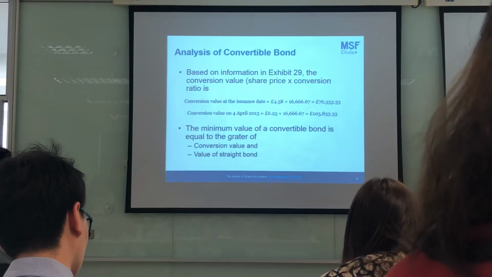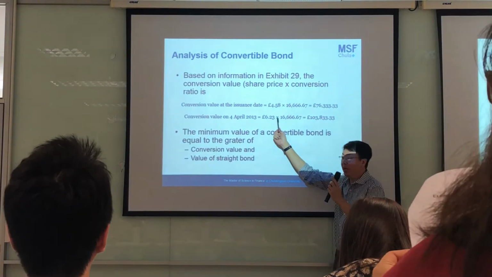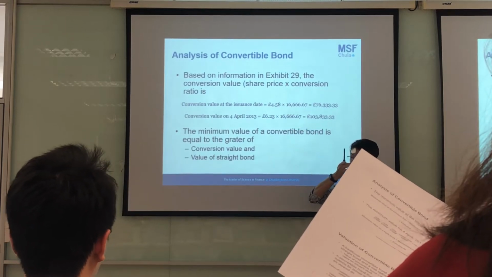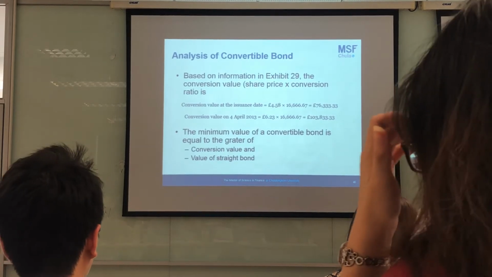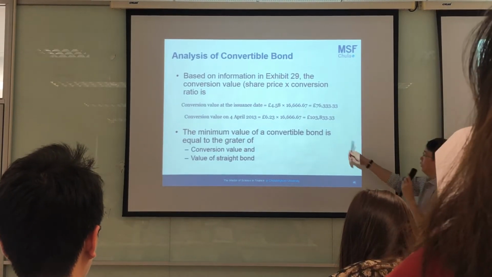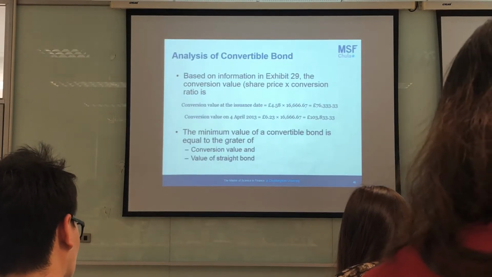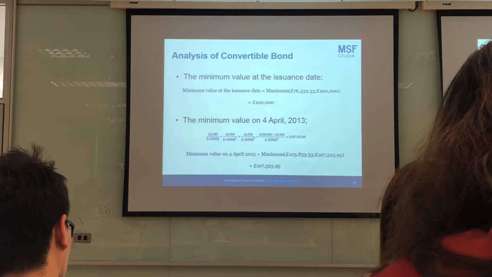However, when we look at the conversion value 1 year later, the value of the stock is 6.23, and this is the number of shares that the bondholder will receive. So you can see that the conversion value increased to 103,000. What about the value of the straight bond?